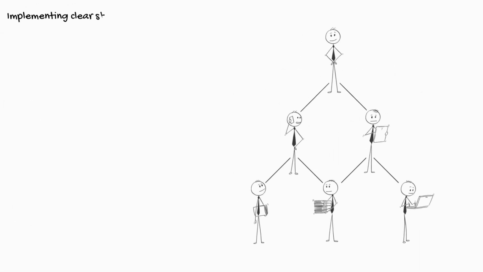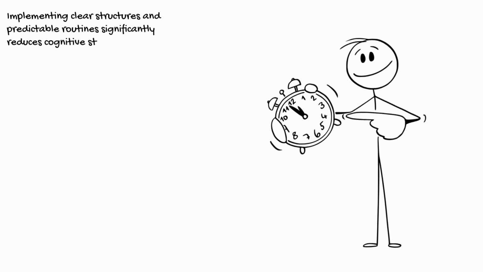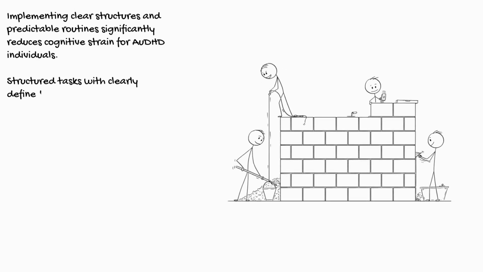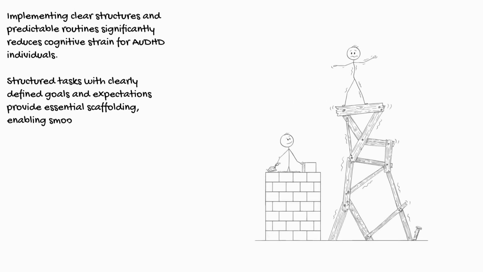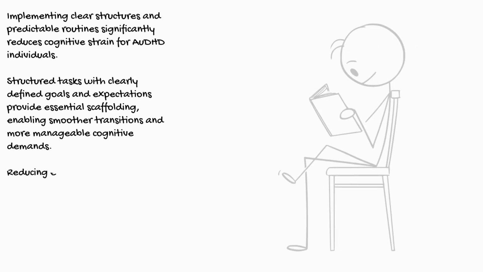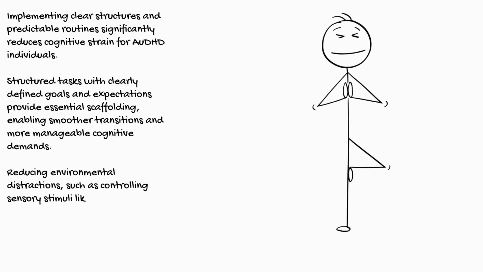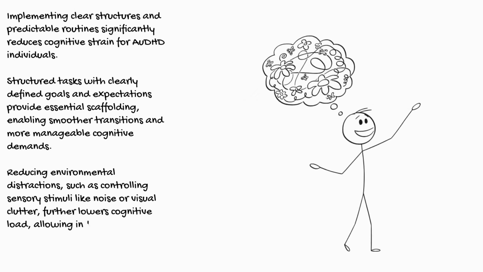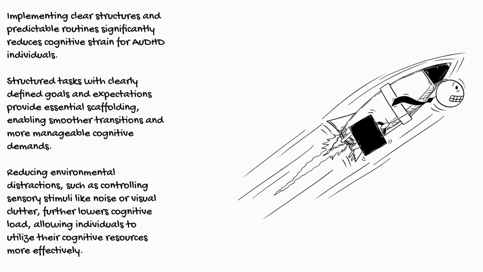Implementing clear structures and predictable routines significantly reduces cognitive strain for all ADHD individuals. Structured tasks with clearly defined goals and expectations provide essential scaffolding, enabling smoother transitions and more manageable cognitive demands. Reducing environmental distractions, such as controlling sensory stimuli like noise or visual clutter, further lowers cognitive load, allowing individuals to utilize their cognitive resources more effectively.